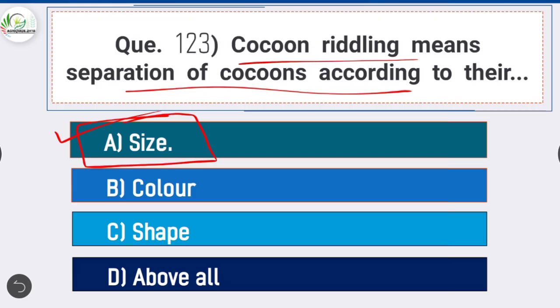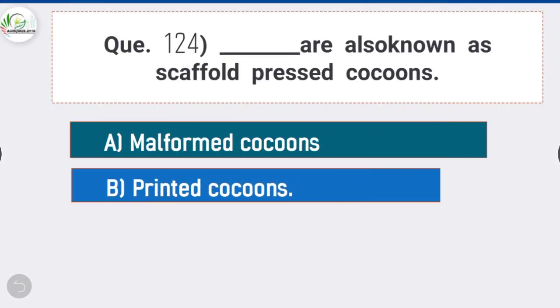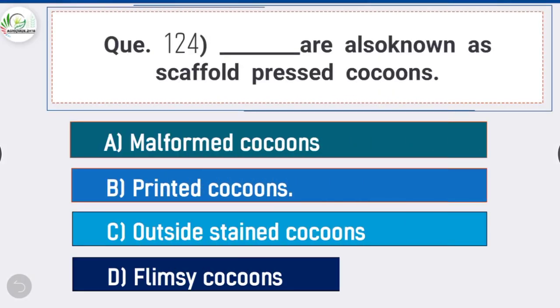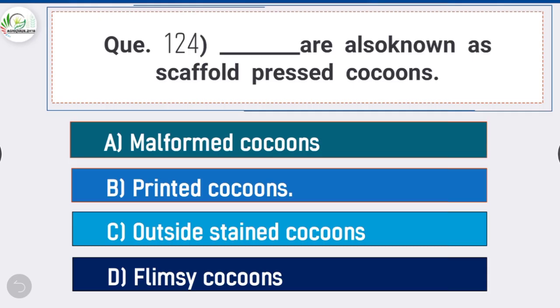Question number 124. Dash are also known as scaffold pressed cocoons, and the correct answer is option B, printed cocoons. Printed cocoons are defective cocoons. This defect may happen due to improper mounting frames. These are also called scaffold pressed cocoons.